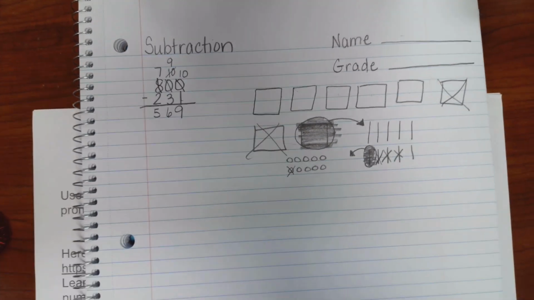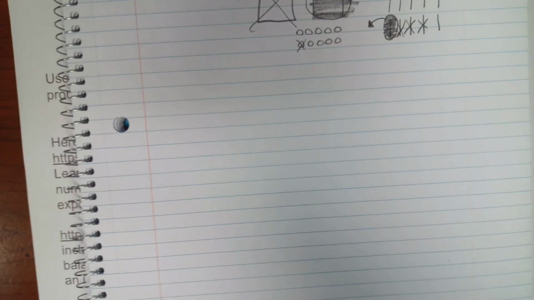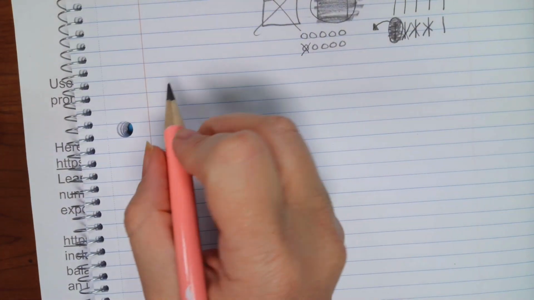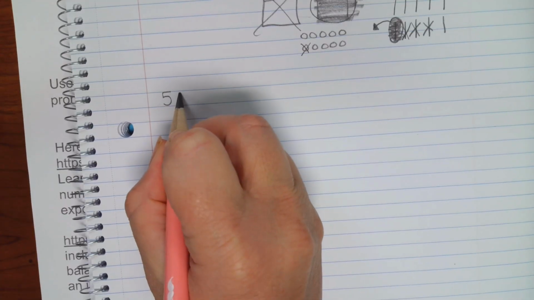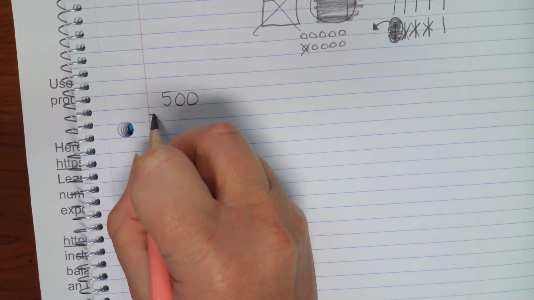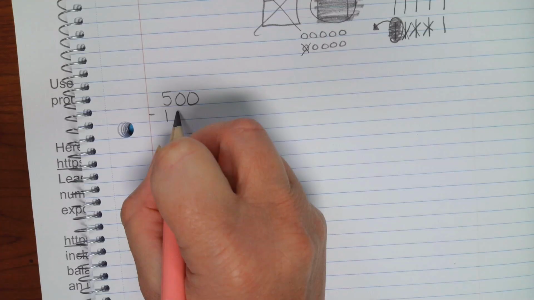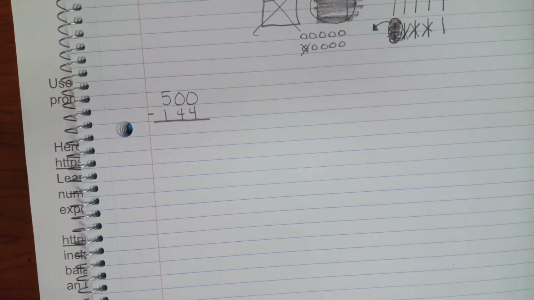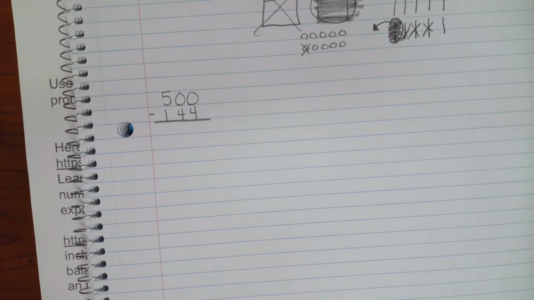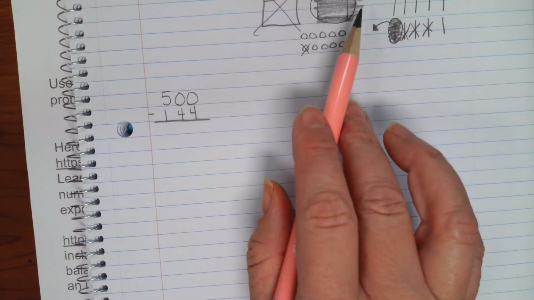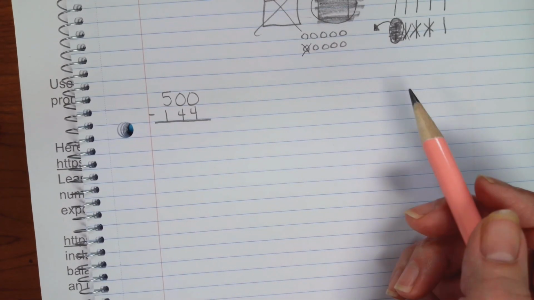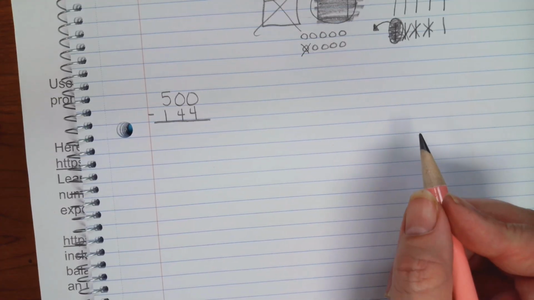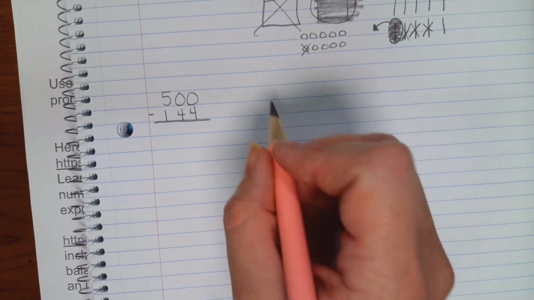Let's do another math problem. Let's try 500 minus 144. Now I can use the same strategies that I used up here, or I've taught other strategies that we can use. We could subtract by place value.